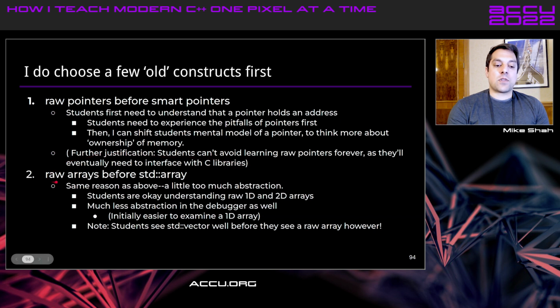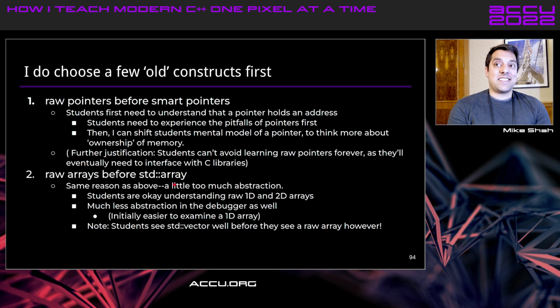I do the same thing with raw arrays before teaching things like std::array. Same reason, just adding too much abstraction early on. Students are okay overall understanding 1D and 2D arrays in my experience. It's a little bit less abstraction in the debugger, errors and so on. They can just examine the memory without worrying about the type or how many elements the array has. So I still do teach raw arrays before std::array.